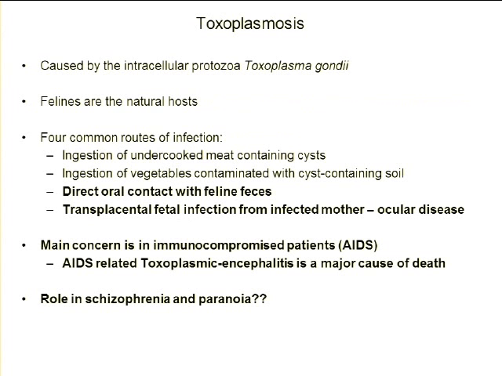Toxoplasmosis is caused by Toxoplasma gondii, and this organism is actually a bit of a problem in the United States, and we'll talk about why. Felines are the natural hosts, so cats, right? Cats are the natural hosts, and there's 4 common routes of infection. Ingestion of undercooked meat containing cysts.